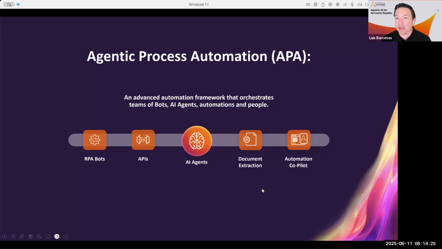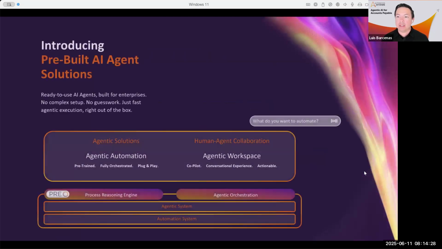And with these platform capabilities, what we're now doing is that we're now creating what we call these pre-built AI agent solutions, right? These are basically ready-to-use AI agents. They're built for the enterprise. They do not have any type of complex setup, no guesswork. It's just fast execution right out of the box.